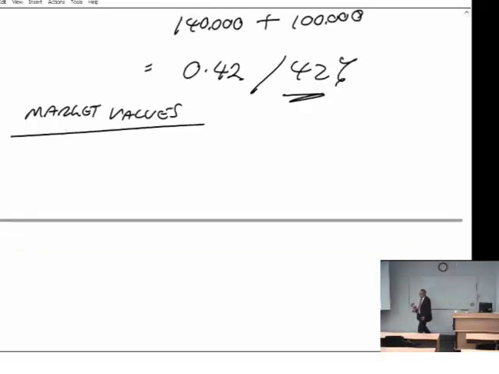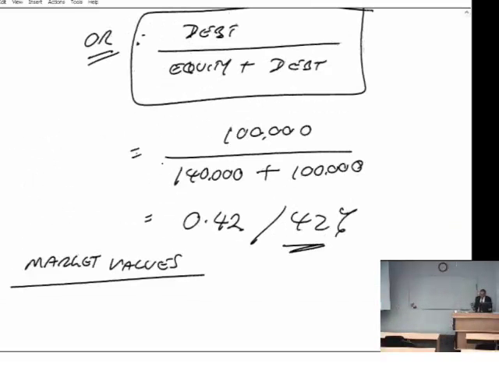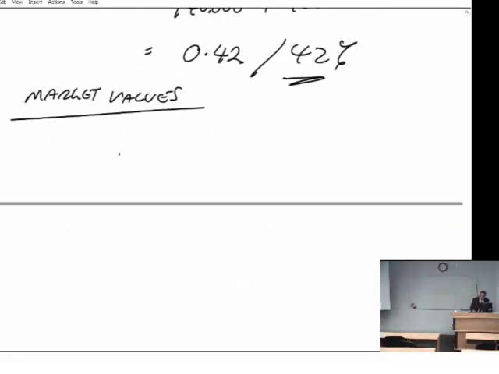Well, if we use the market values, the actual value of our debt borrowing and our equity borrowing, and I use the same measure, debt over equity plus debt, what's the debt borrowing? Well, the debentures are 100,000 on the balance sheet. The market value is 95%. So what's the total market value of my debt borrowing? Would you all agree, 95,000? Everybody?